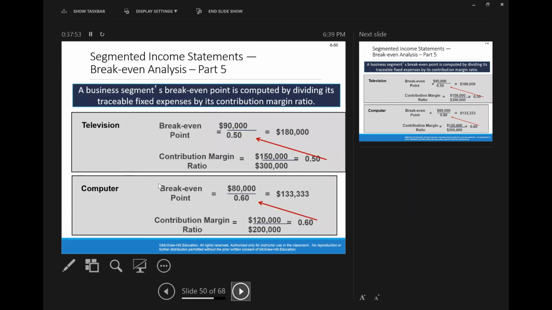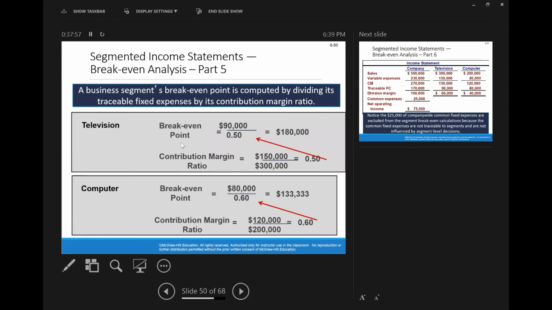You can break it out by the different segments. You do the same thing. So you have your break-even point. Your 90,000 is your fixed cost under your television section. Figure your contribution margin ratio. You had 150,000 in the contribution margin, 300,000 in sales. That's how you came up with the 0.50. So 90,000 divided by the 0.50 is 180,000. So for that segment, it's 180.